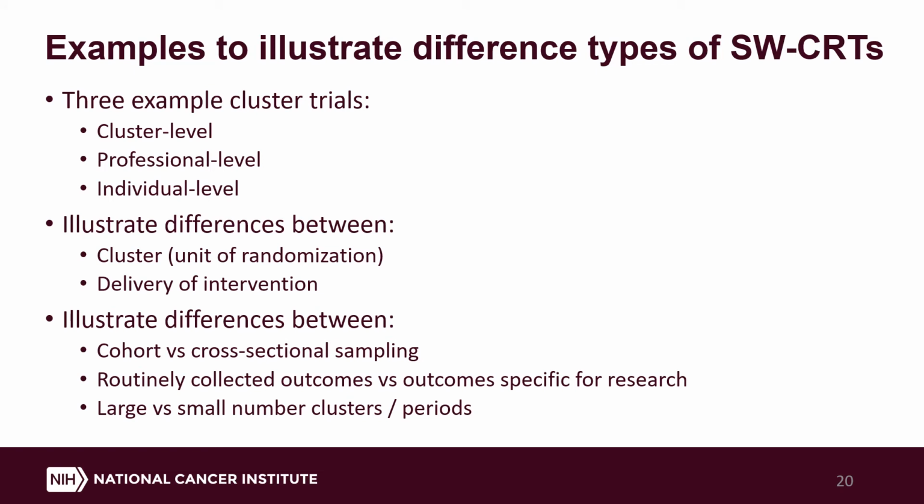The examples that we're going to look at are going to illustrate the different types of stepped wedge trials. I'm going to introduce 3 examples. One will be of a cluster level intervention, one of a professional level intervention, and the other an individual level intervention. So again, these examples will illustrate the differences between cluster as in the unit of randomization and the unit of delivery of the intervention. But we're also going to illustrate the differences between cohort and cross-sectional sampling, routinely collected outcomes versus outcomes that are collected specifically for research, and then also look at large versus small numbers of cluster periods.